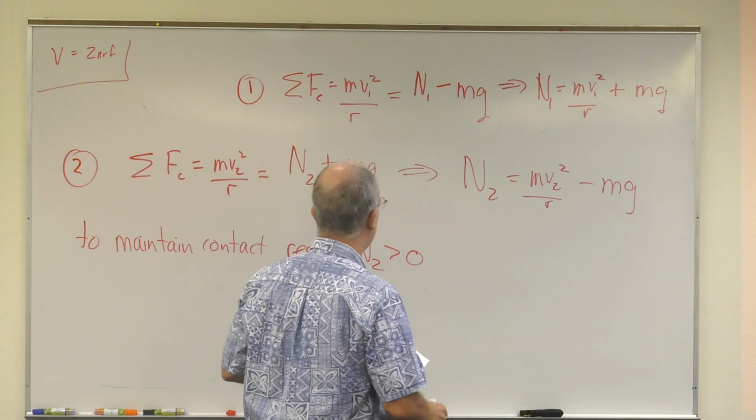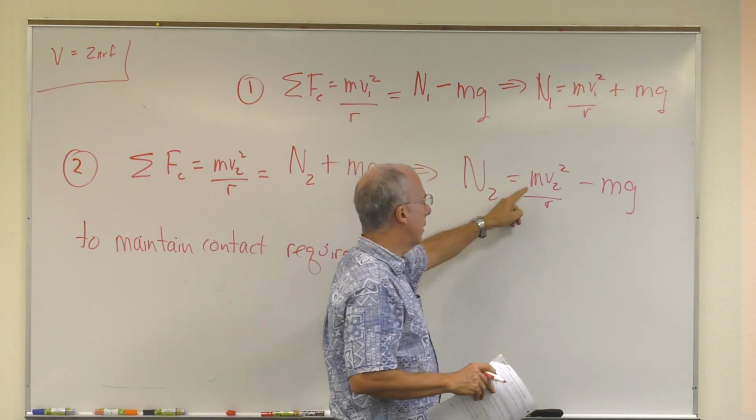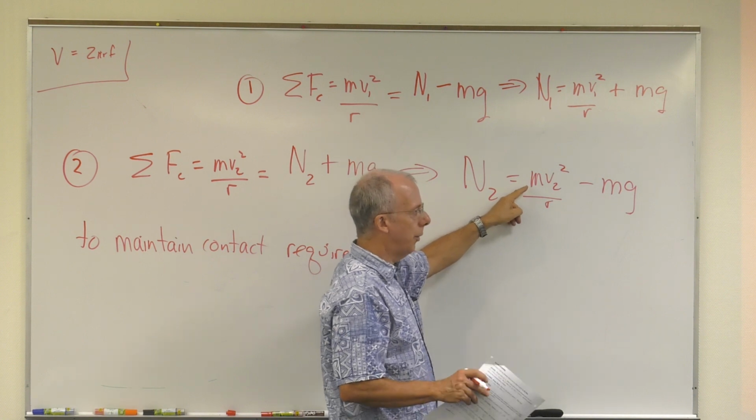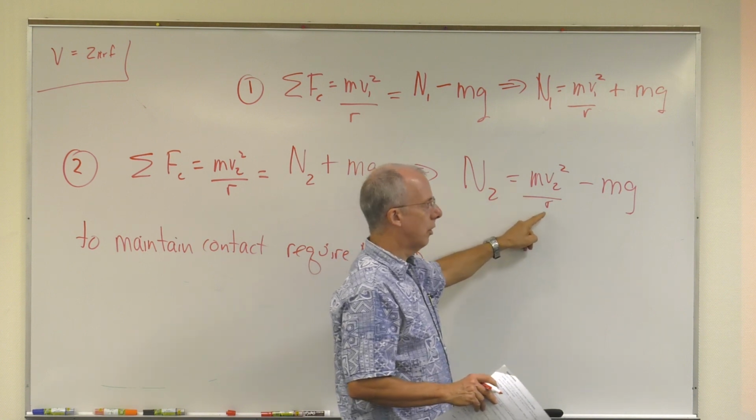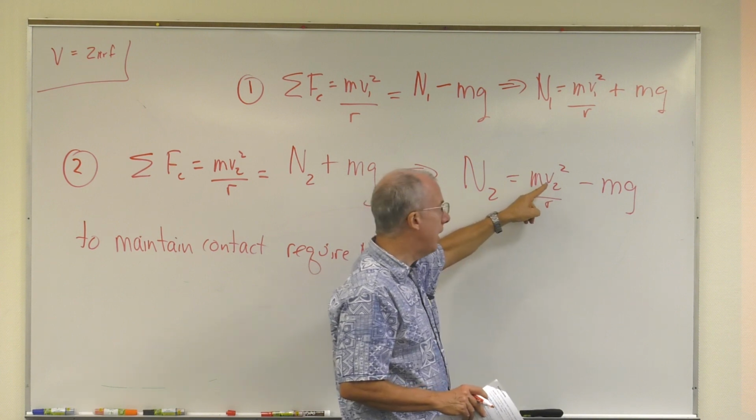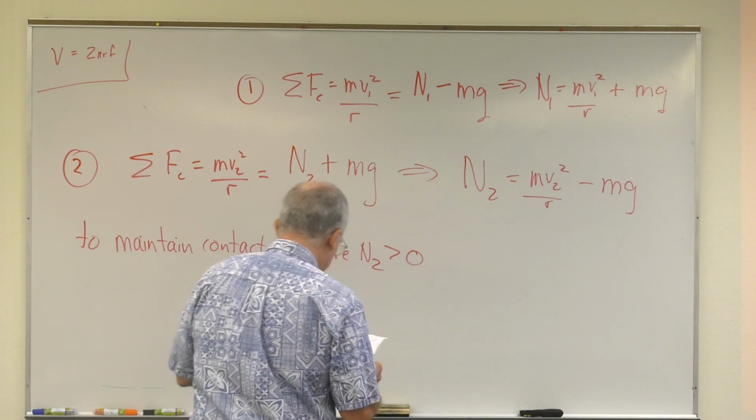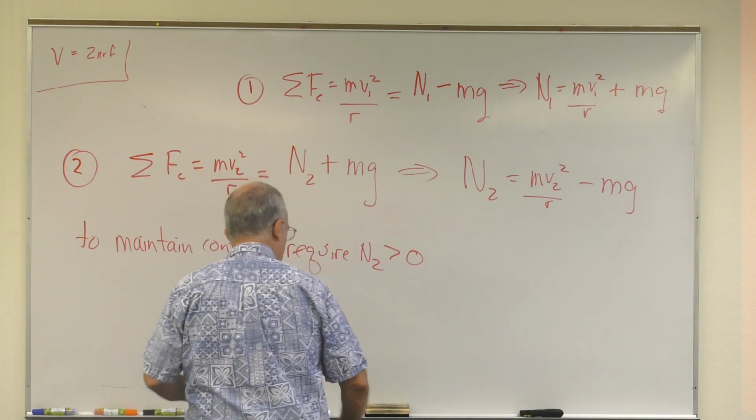Now look, what does N2 depend on? It depends on the mass of Evel Knievel with his motorcycle. It depends on the radius of the turn, and look at it, it depends on the speed in a big way, because it's v squared, right?